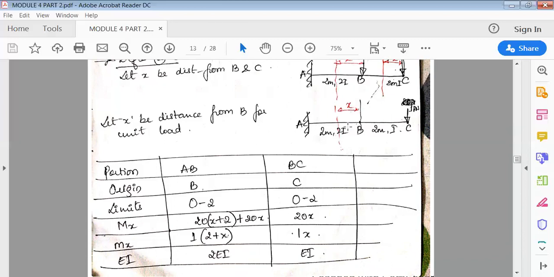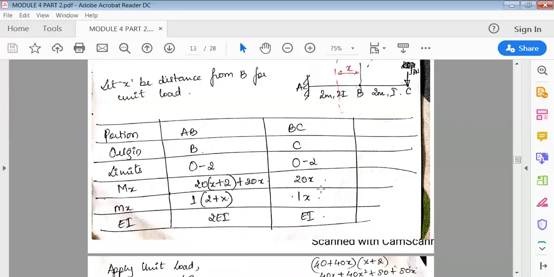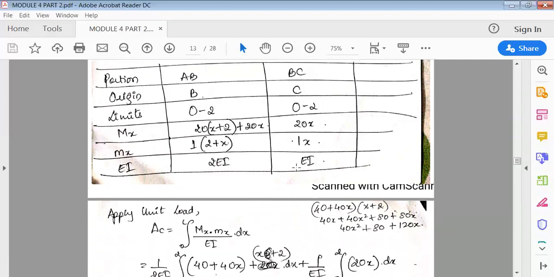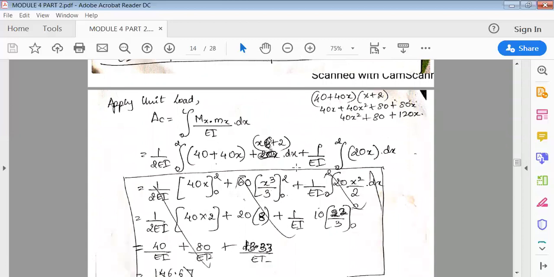Okay, so it is now 1 into x plus 2. So you can write it as 2 plus x or x plus 2. Next, similarly, when I cut this section here, on the right side there is only one load, that is 1 into x. Once you get this capital Mx and small mx, next be careful about the EI values also. So in AB it is 2 EI, in BC it is only EI. So now apply the unit load.